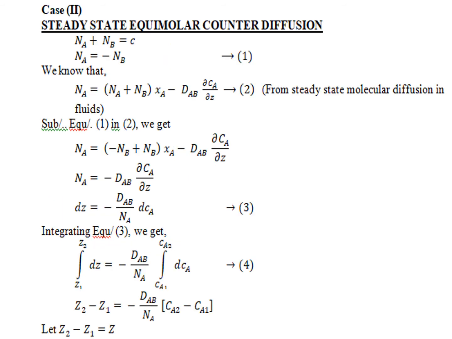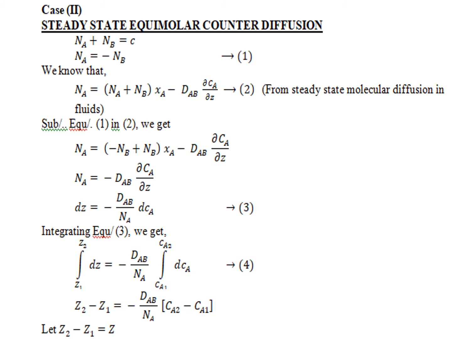Case 2, steady state equimolar counter diffusion. Before discussing this topic, we want to know what the types of diffusion are. Two types of diffusion are there: one is stagnant, another one is counter diffusion. I think case 1 is over, stagnant diffusion, where one component is stationary and the other component is the diffusing component.